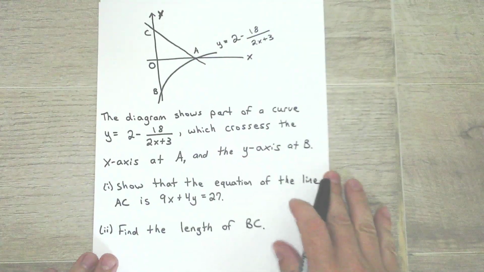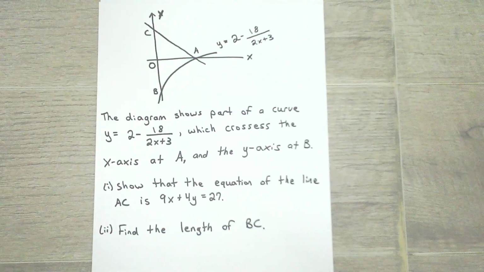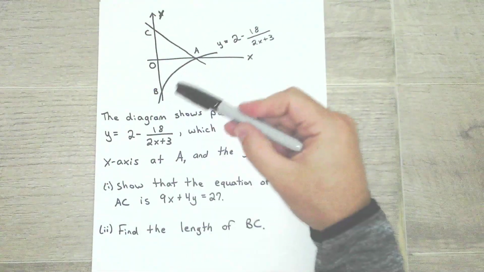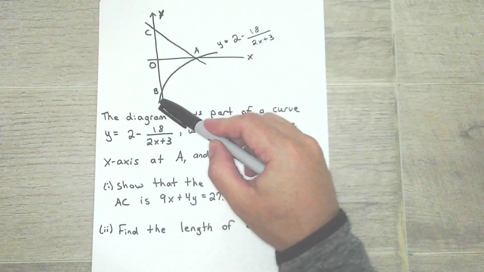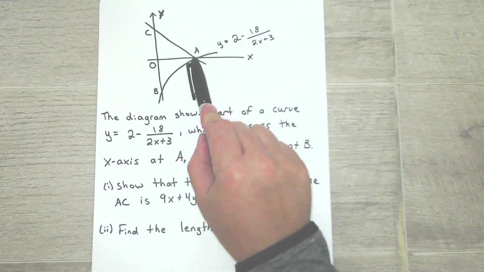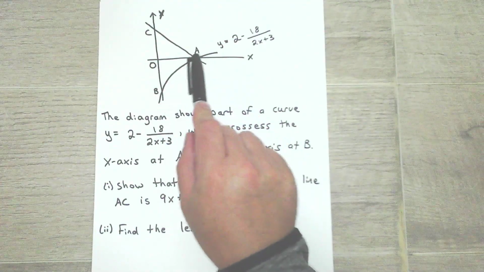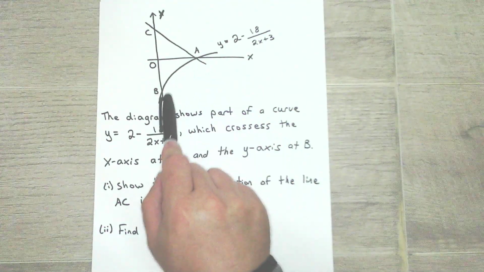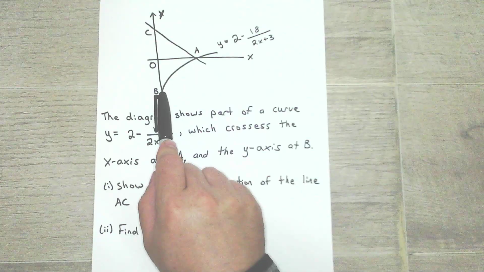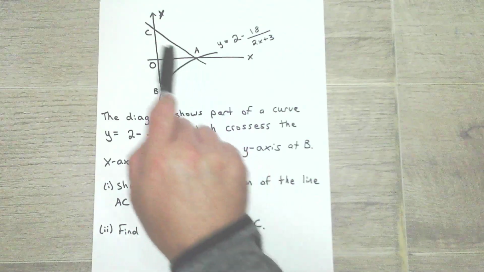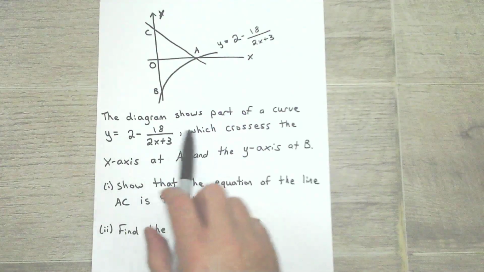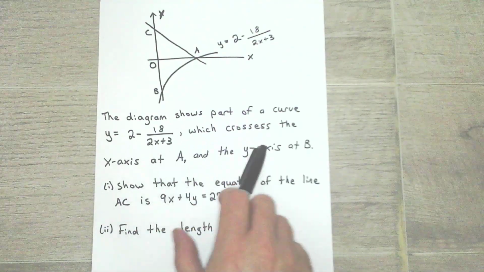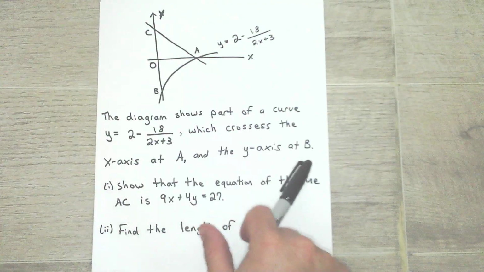So we have a curve. So here's a line. This is the curve. This is the equation of the curve. Okay. The point where the line and curve intersect the x-axis is point A. The point where the curve intercepts the y-axis is B. And the point where the line intercepts the y-axis is C. Okay, so the diagram shows part of the curve which crosses the x-axis at A and the y-axis at B.